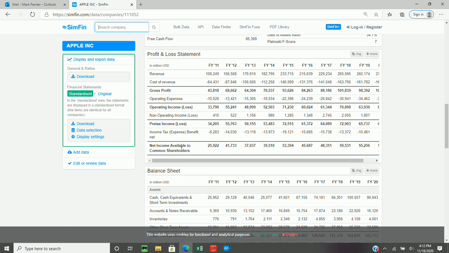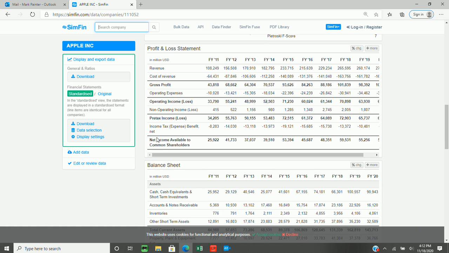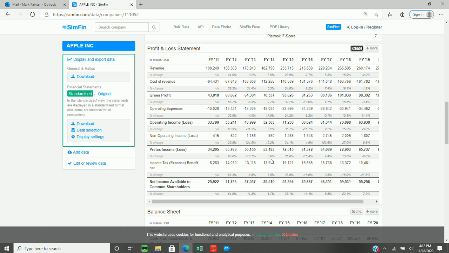We're going to come down and we're actually going to focus right now on the income statement, or as they say here, the profit and loss statement. Here, what they do is they put it into a version that looks the same across all different companies. And what's nice is you can come up here and actually put percent change as well.